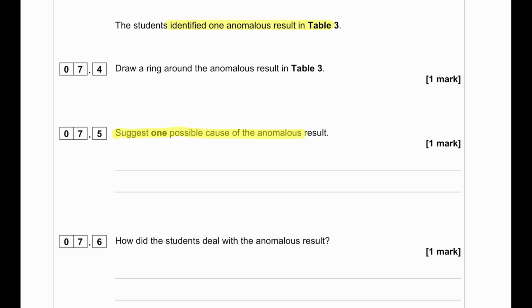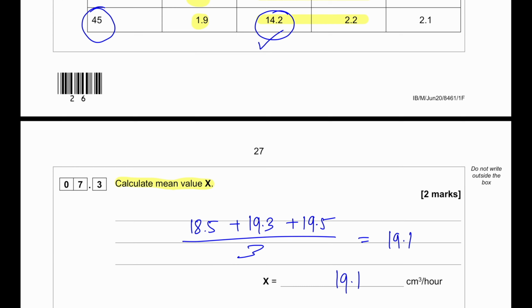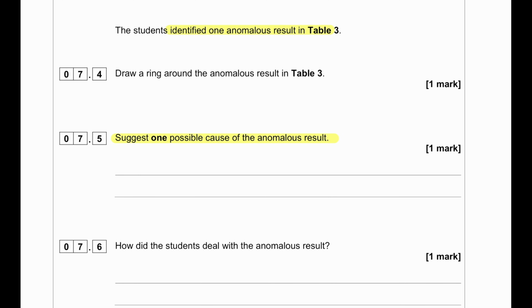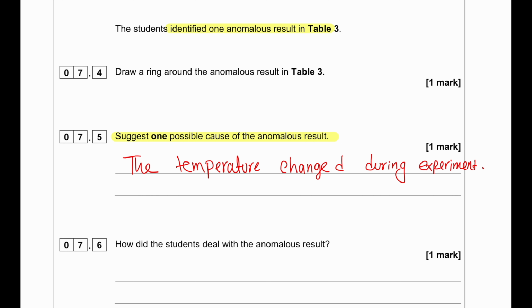Suggest one possible cause of the anomalous result. Because the question says suggest, we can write one of these possible answers. For example, maybe the student read the scale mistakenly, or maybe the light was moved further away or closer to the experiment. Alright, maybe the temperature changed within the experiment and was not 45 degrees Celsius. Maybe the pond wheat did not acclimatize properly to 45 degrees Celsius. So we can comment in this way. However, I believe the best answer for this question should be maybe the temperature has changed or the scale was misread.